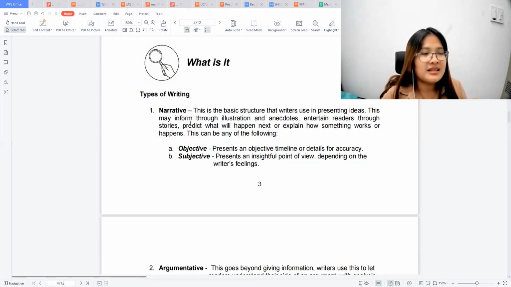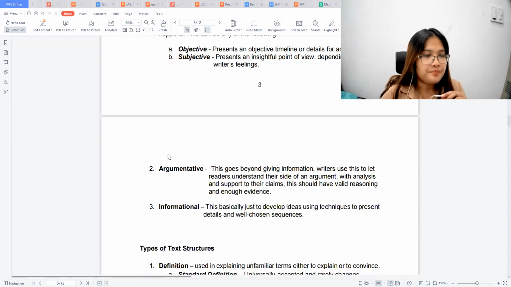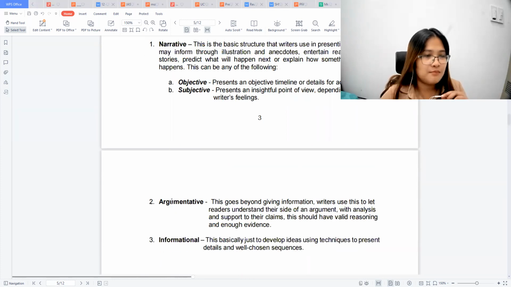So, may nila-narrate ka, may kinukwento ka. So, second type of writing is argumentative. Argument. Pag sinabing argument, yung parang away. At pag may away, may dalawang side or even more.